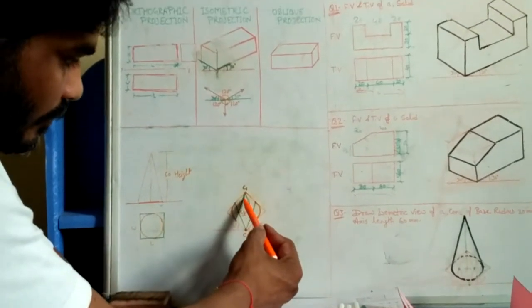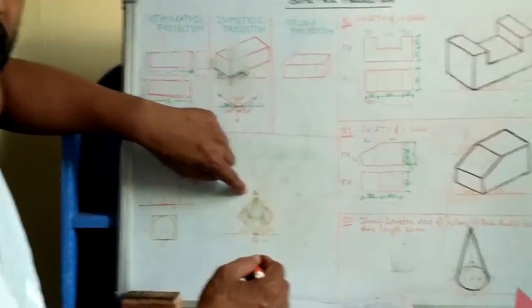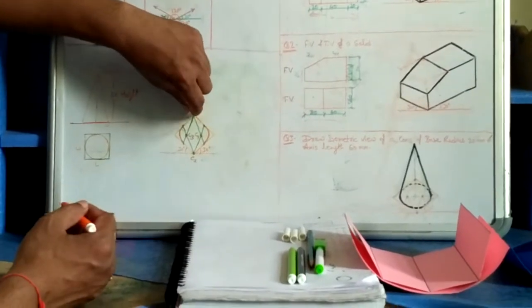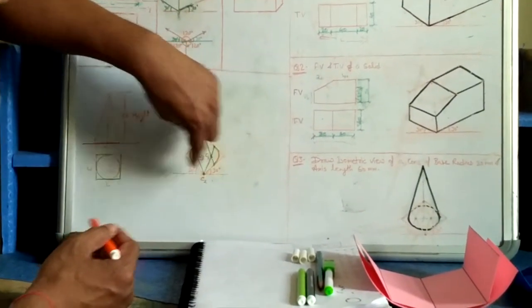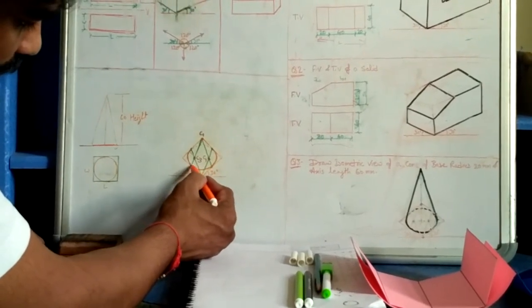Join this. After that, C1 as a center, keep the pinpoint of the compass at C1 and extend up to here, and join these two like this.